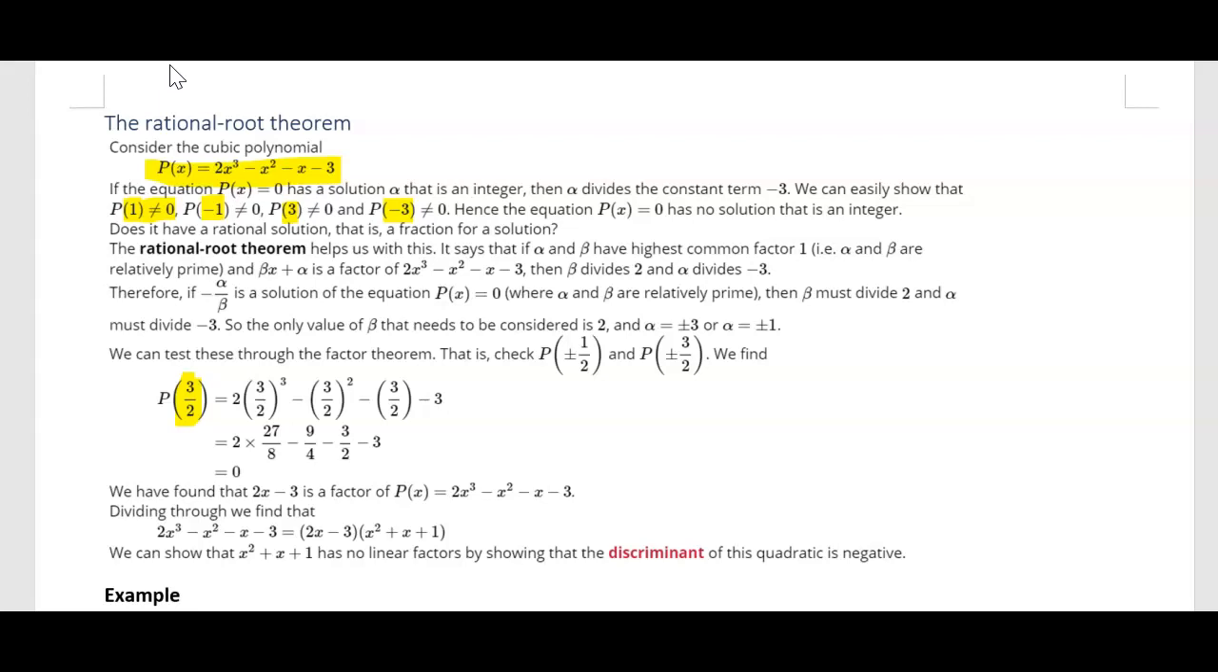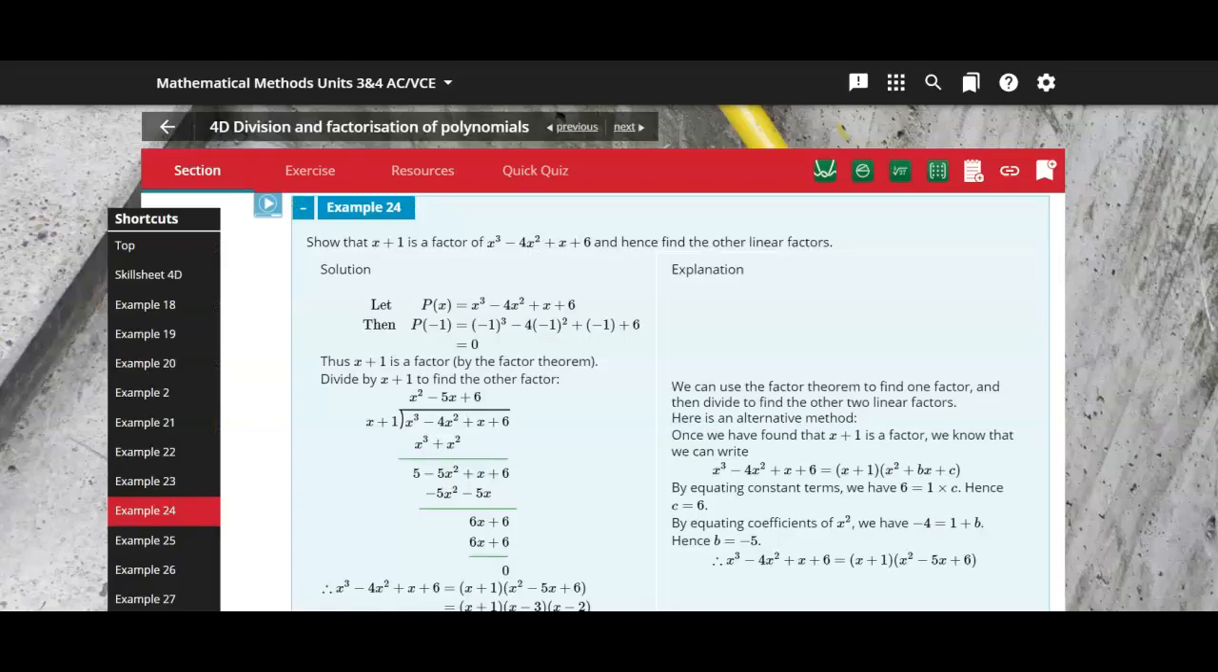So I've highlighted down here that 3/2, which is a fraction, is actually a factor. Or not in itself a factor, but it contributes to being a solution. Okay, let me go to the video because they're probably going to explain it a little bit better.